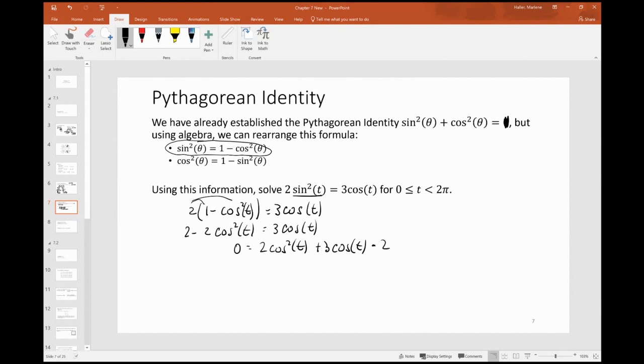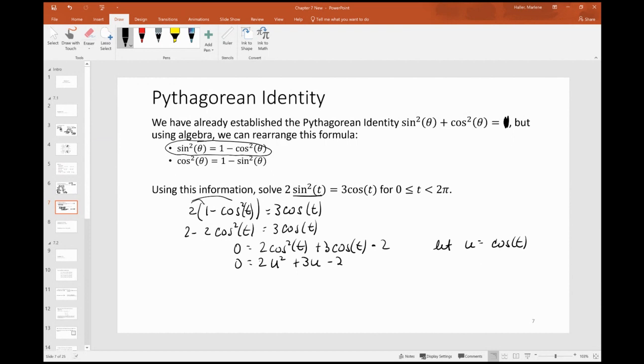Let's see if I got my signs right. Yeah. All right, now we can do that u substitution, right? If u is equal to the cosine of t, I could solve this equation for u. It would then become 2u squared plus 3u minus 2.